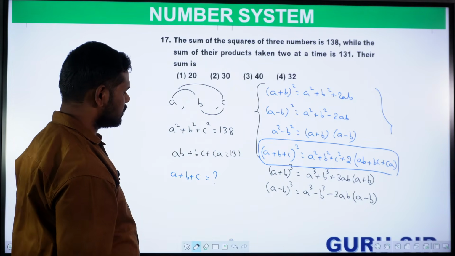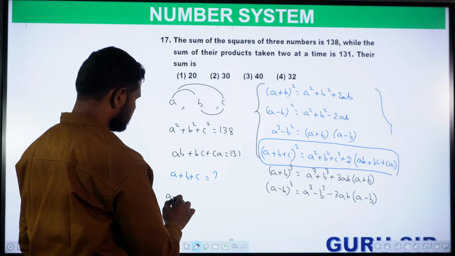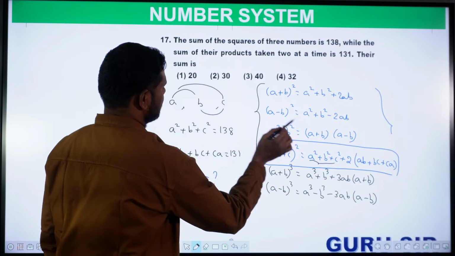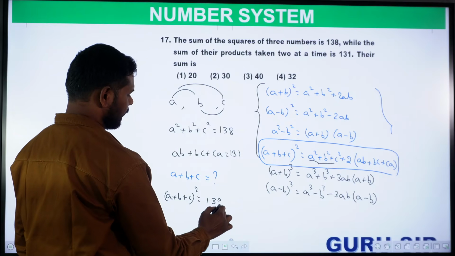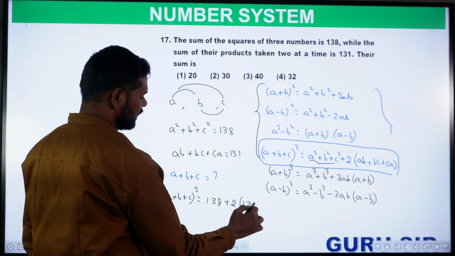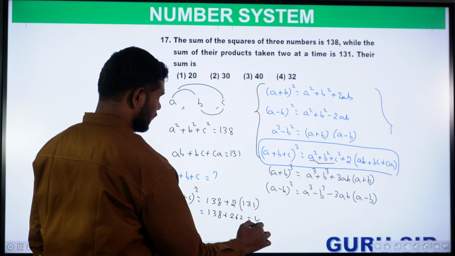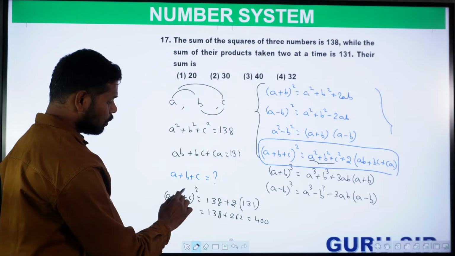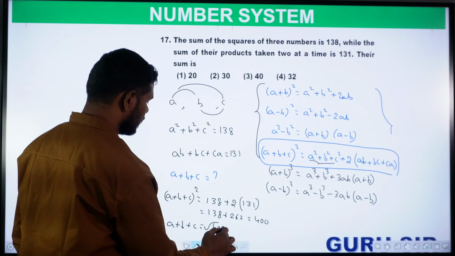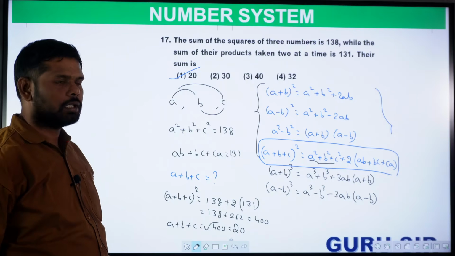A plus B plus C whole square equals A square plus B square plus C square, whose value is given as 138, plus 2 into (AB plus BC plus CA), whose value is given as 131. So 138 plus 262 is 400. A plus B plus C whole square is 400. What is the A plus B plus C value? Square root of 400, which is 20. That is the answer. So 20 is the answer.